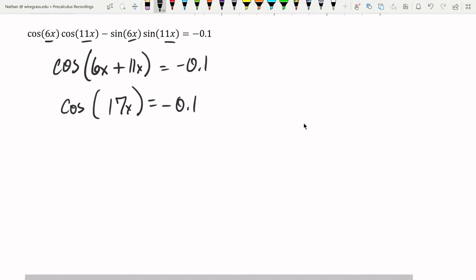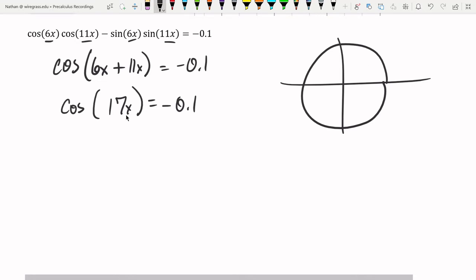So this one, you can think of this as, let's see, a unit circle. Cosine is the x values. So negative 0.1 is going to be here just about. And there are 2 solutions for just cosine x equaling negative 0.1. So we expect there to be 2 solutions for that. However, the fact that we have 17x in here makes it more likely that we're going to have more solutions.